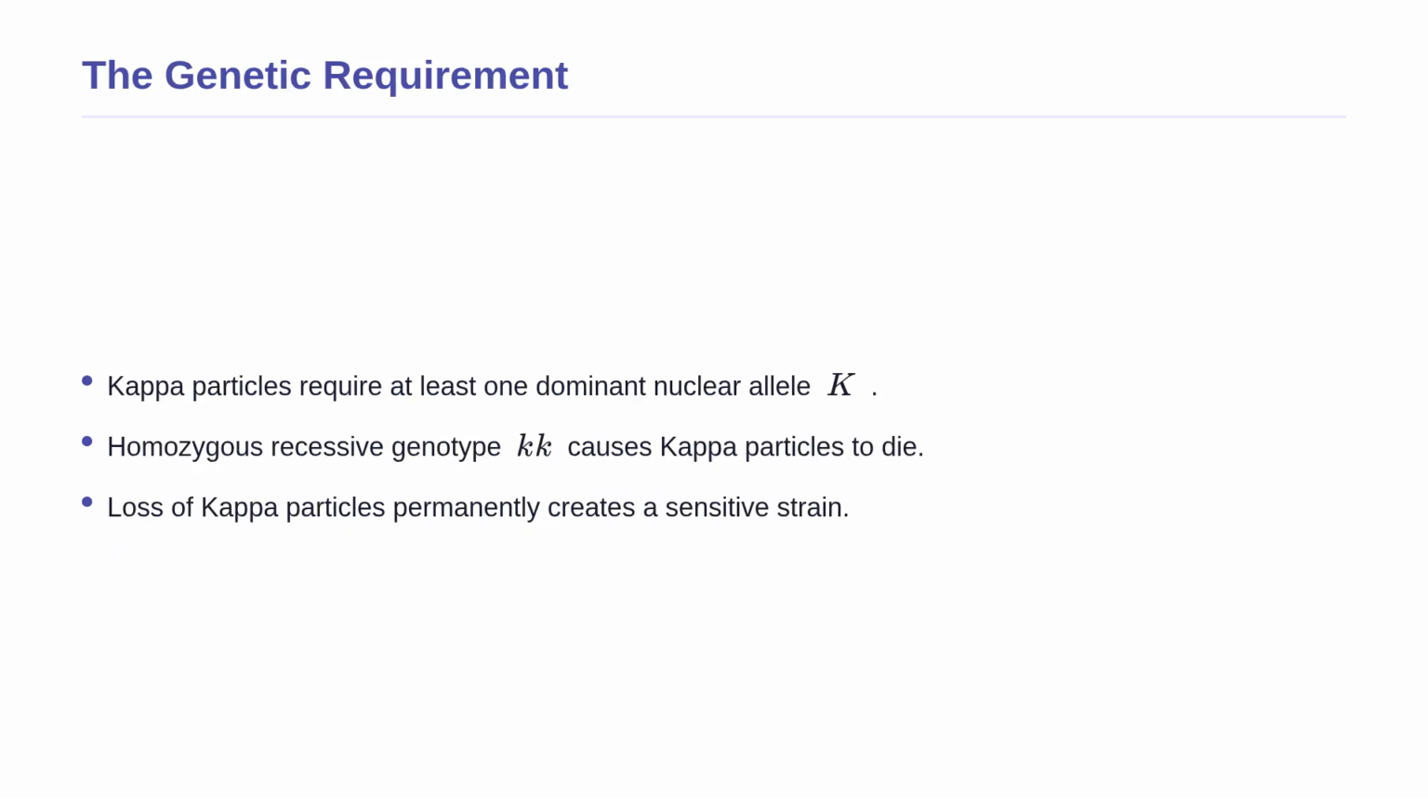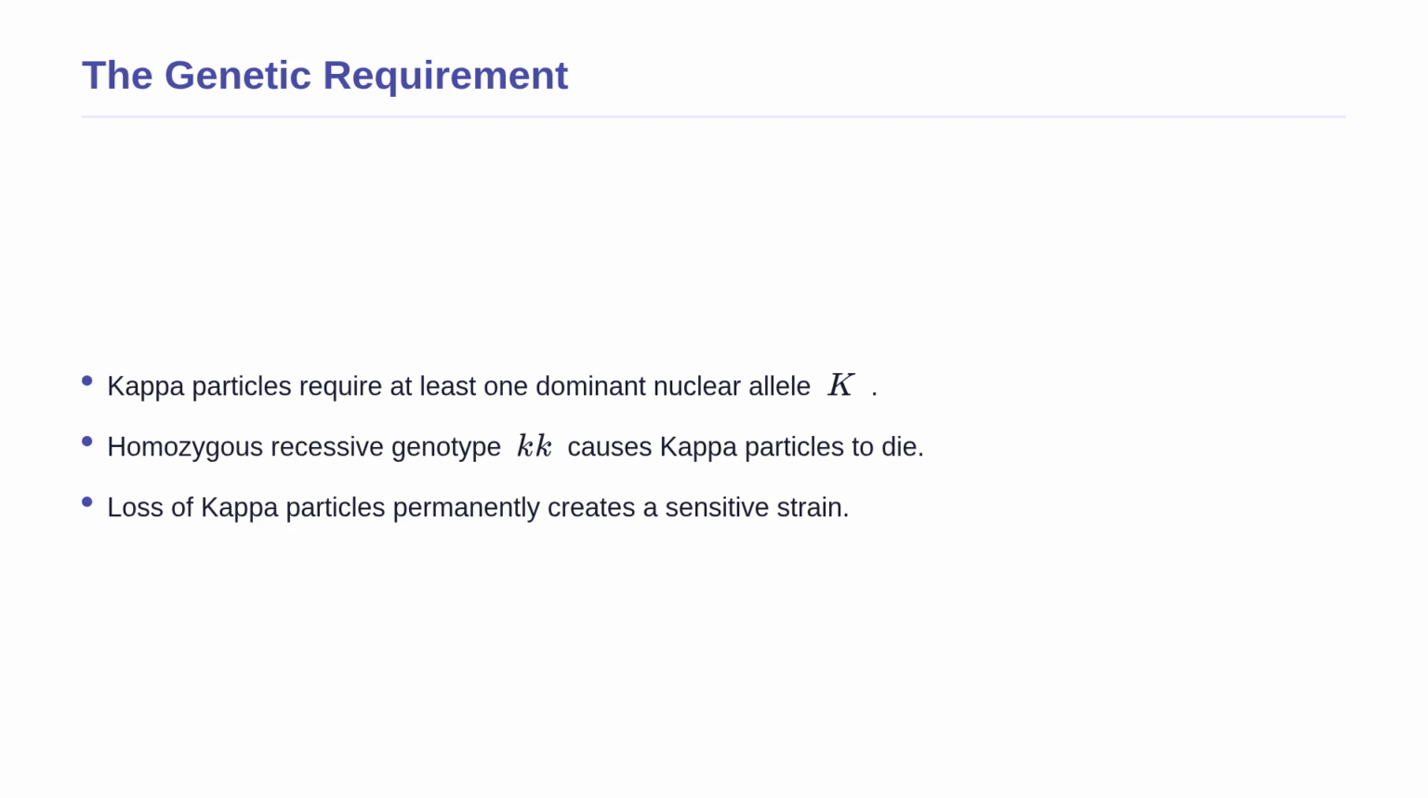This brings us to the crucial genetic catch of this relationship. The kappa particles cannot just live in any paramecium. They can only survive and multiply if the host paramecium possesses at least one dominant nuclear allele, represented by the letter K, in its nucleus. This is the heater from our analogy.